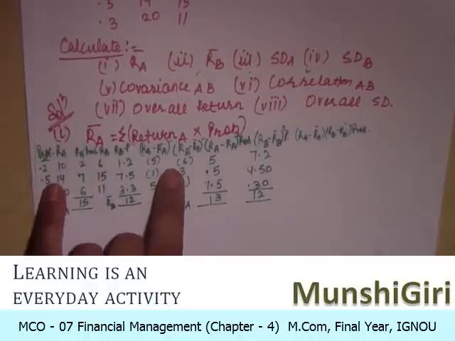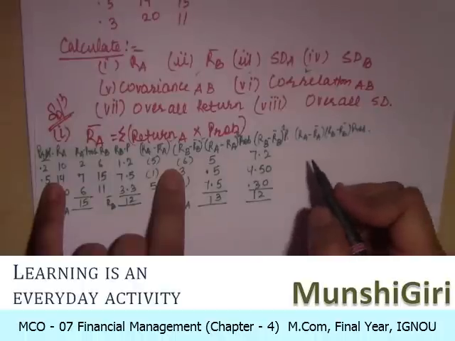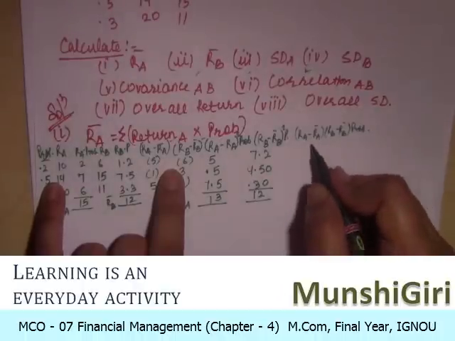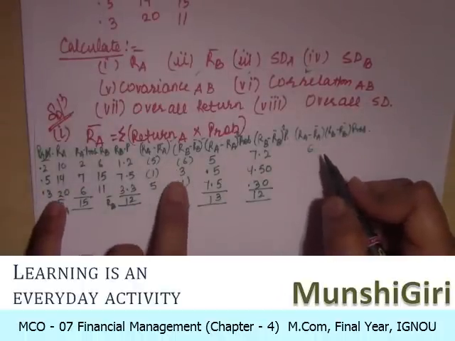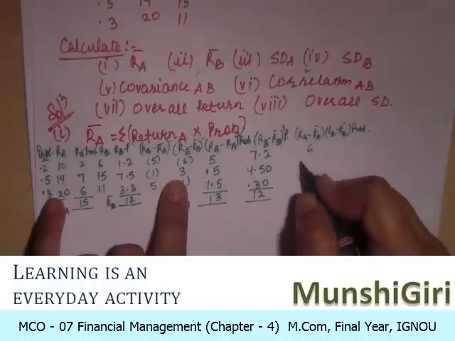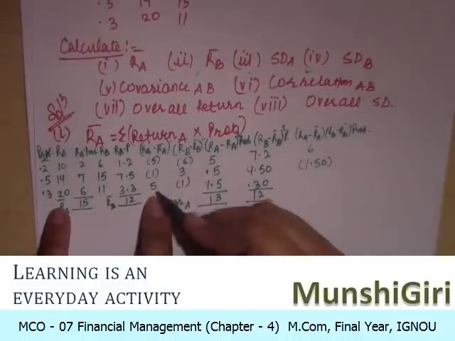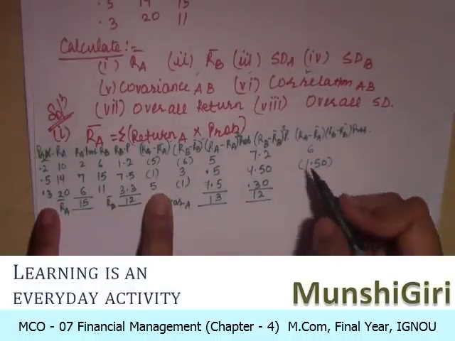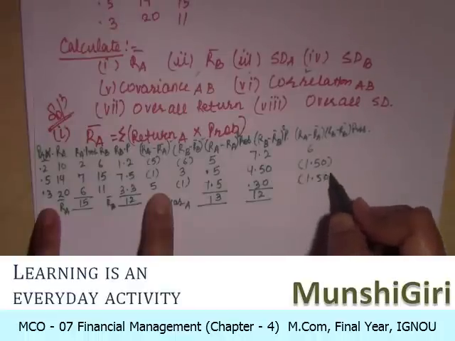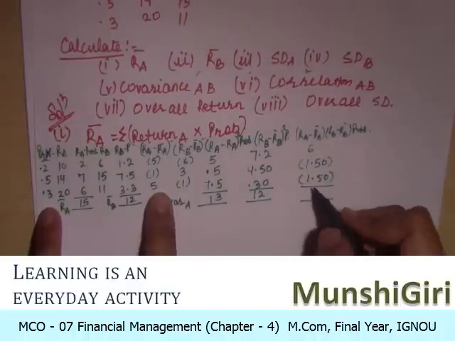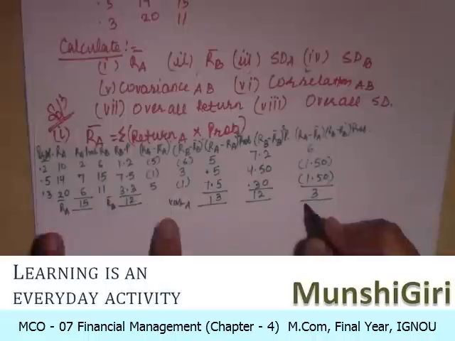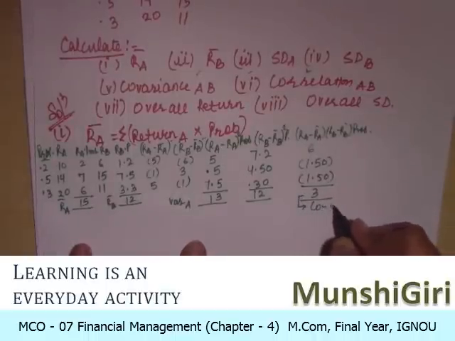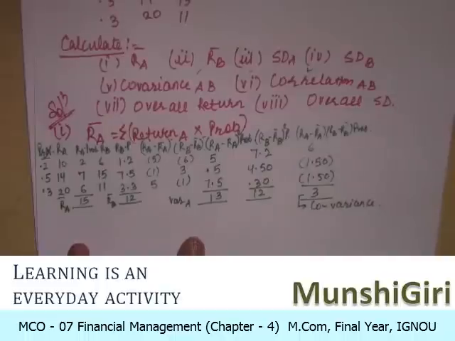So this is 5 into 6 into 0.2, which is 6. 1 into 3 into 0.5 is minus 1.50, and this is negative of 5 into 0.3, again minus 1.50. The total is 3. This is covariance. So now we are good to solve the entire question.